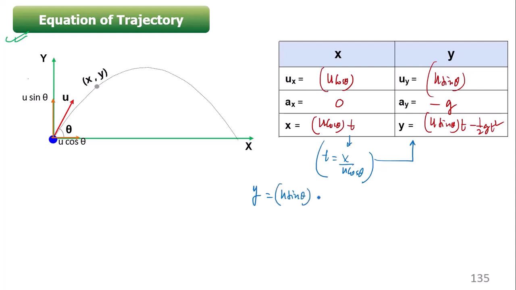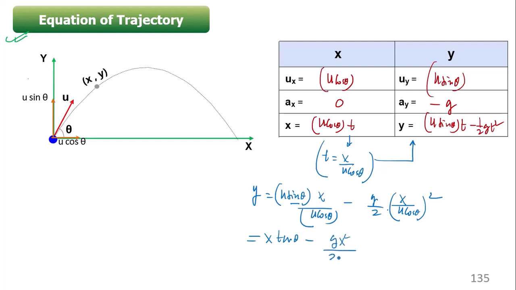So instead of t, I am writing x by u cos theta in minus half gt square, meaning g by 2 into t square. T square means x by u cos theta whole square. Further simplification gives x sin theta by cos theta, which is tan theta, minus gx square by 2u square into 1 by cos square.